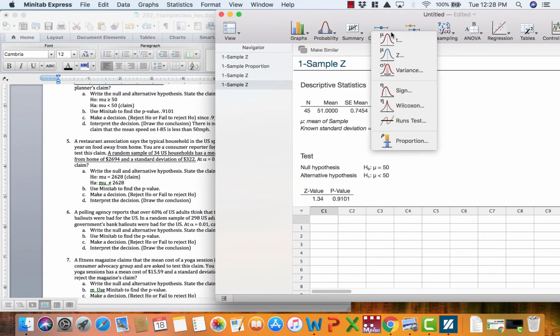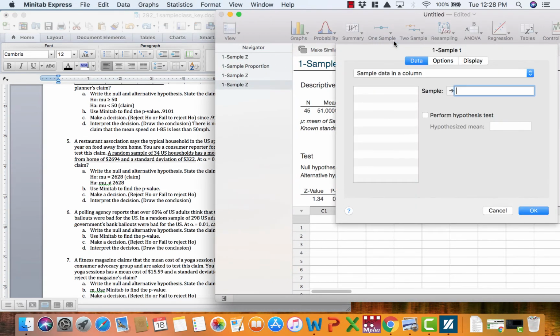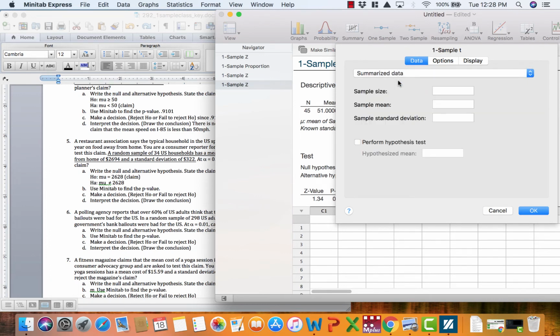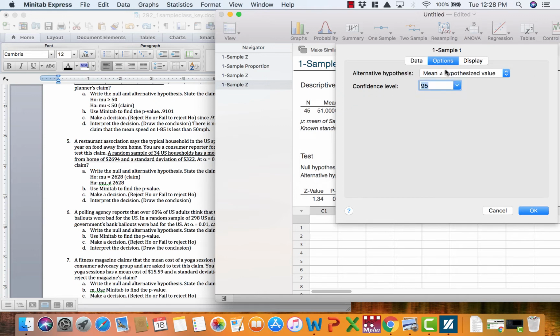So we go over to one sample T. We have summarized data. Our sample size is 34. Our sample mean is 2694. Our sample standard deviation is 322. We want to perform a hypothesis test, and that claimed amount is 2628. We go under options, and we want to run an alternative of not equal to, so we can leave it on the default. And once again, we can ignore confidence level.